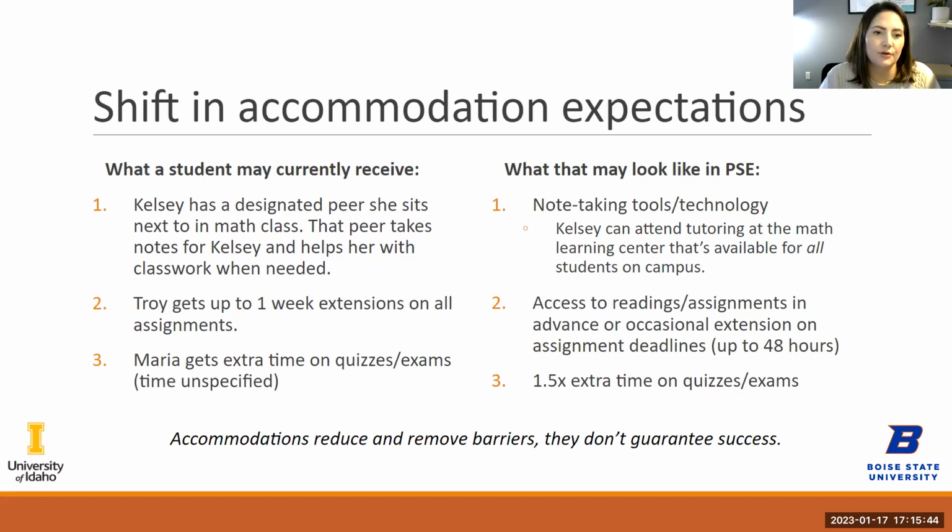And then number 2, Troy gets up to a week extension on all assignments. Something you might see in post-secondary education would be access to readings and assignments in advance, or occasional extensions on assignment deadlines up to 48 hours. Number 3, Maria gets extra time on quizzes and exams, and the time is unspecified. In post-secondary education, the most common extended time would be time and a half. And accommodations, again, are here to reduce and remove barriers. They don't guarantee success.